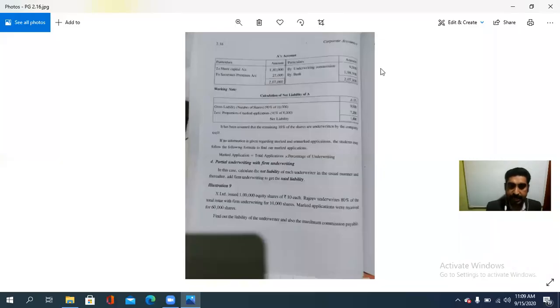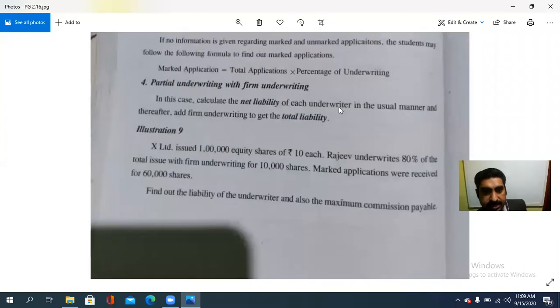So partial underwriting with a firm underwriting. What is that? In this case, they calculate the net liability of each underwriter in the usual manner, that is, gross liability less marked application, and thereafter add the firm underwriting to get the total liability. If the firm underwriting is there, then that is to be added up, to finally get the total liability, or the exact net liability.